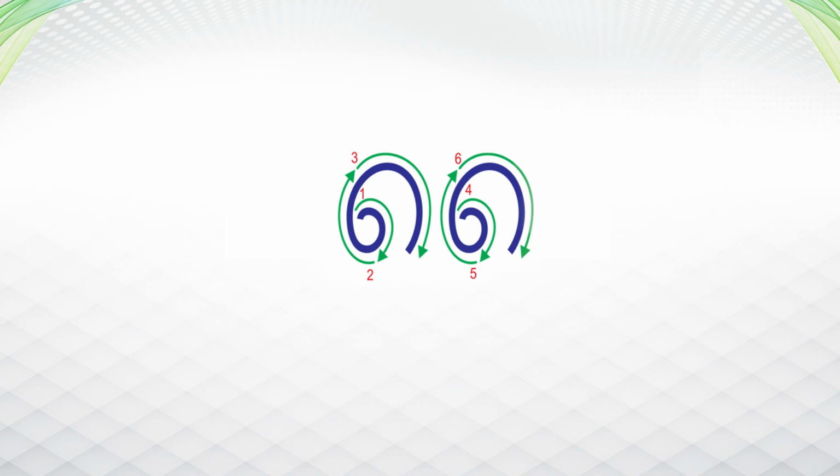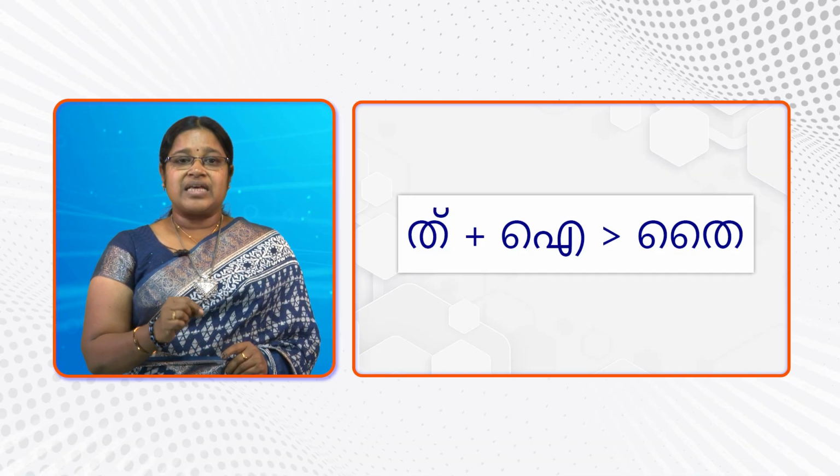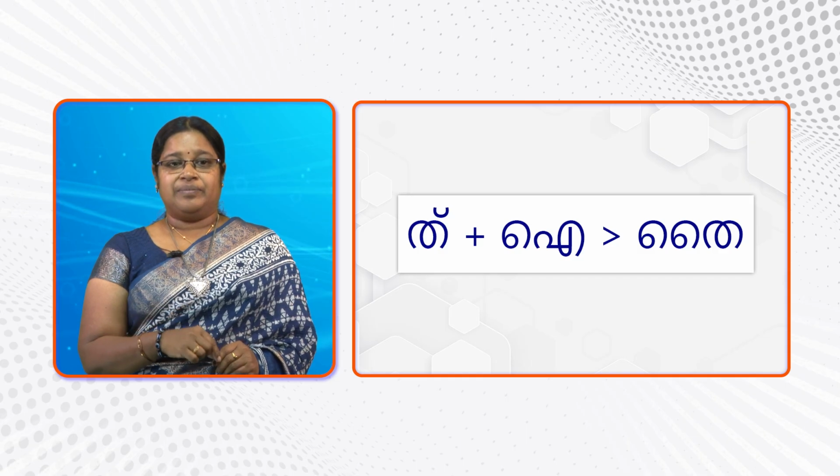Next vowel symbol is I. This is the symbol of I. For using this symbol along with any consonant, both the symbols are placed before the consonant letter. Example, T plus I, thigh. Once, let us go through all vowel letters we learned till now.